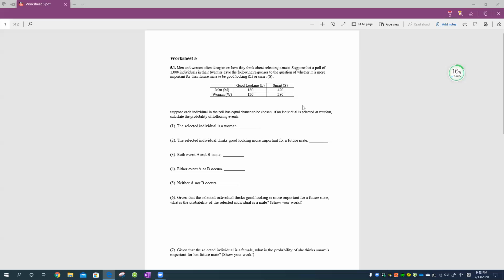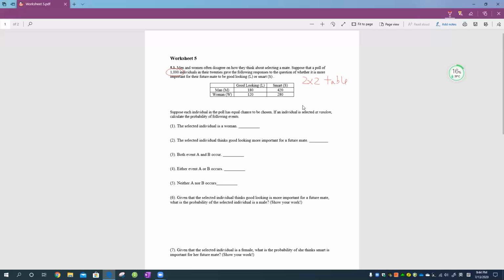So this is what we call a 2x2 table. And the grand total is 1,000. It is given because a pool of 1,000 individuals in their 20s gave the following responses. So now we just need to complete this 2x2 table before we even look at the questions.